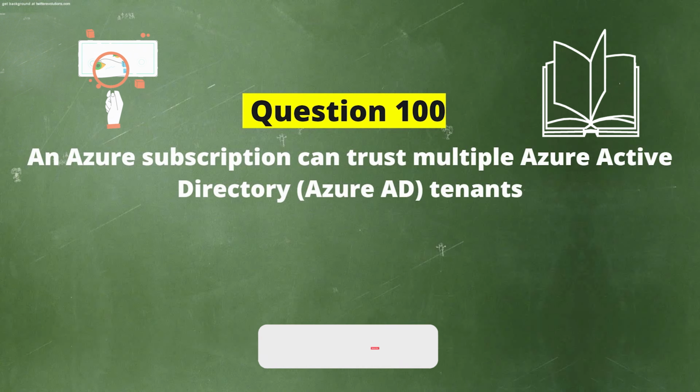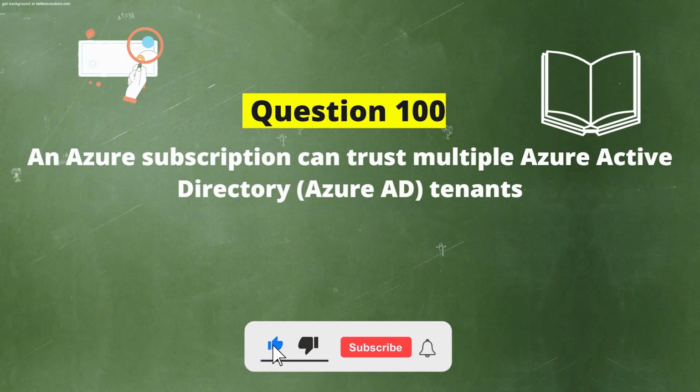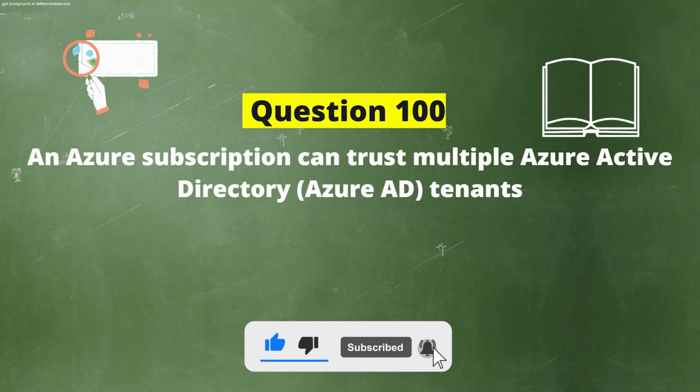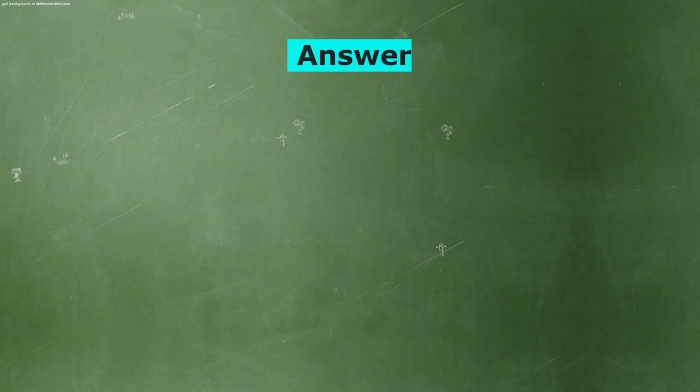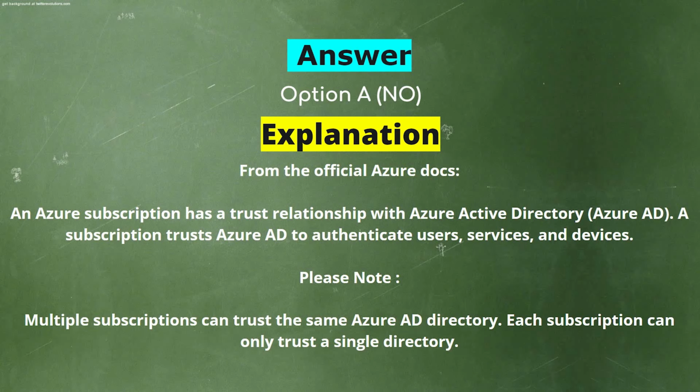Next question. An Azure subscription can trust multiple Azure Active Directory tenants. Option A, no. Option B, yes. And the correct answer is option A, no. Explanation. From the official Azure docs, an Azure subscription has a trust relationship with Azure Active Directory. A subscription trusts Azure AD to authenticate users, services, and devices. Please note, multiple subscriptions can trust the same Azure AD directory. Each subscription can only trust a single directory.